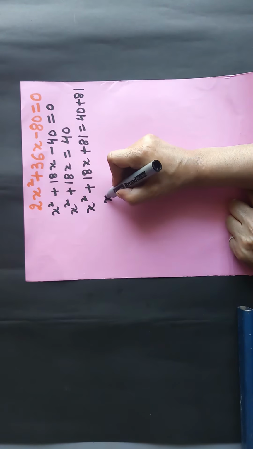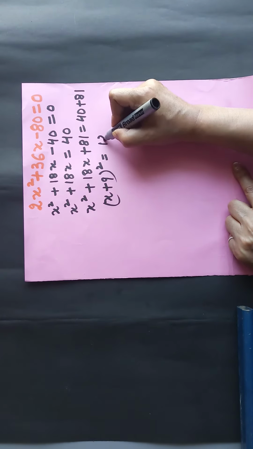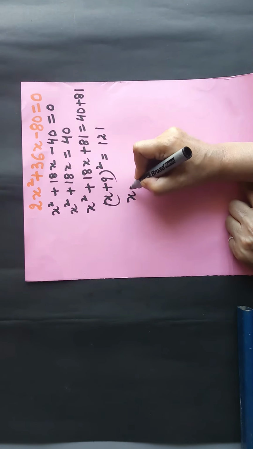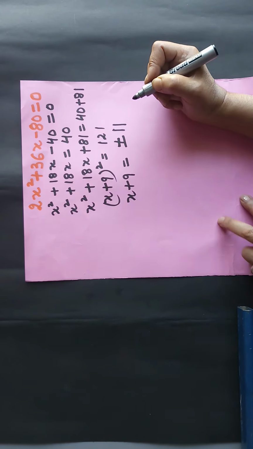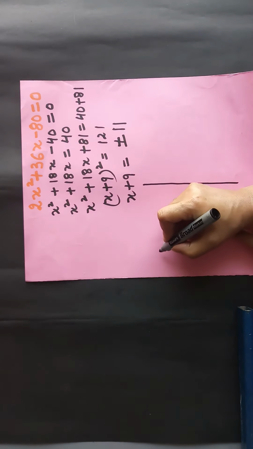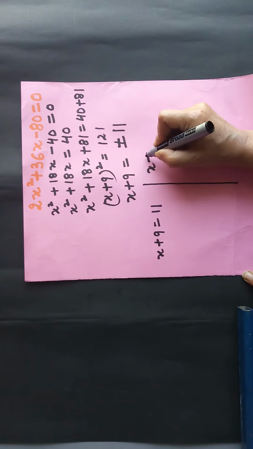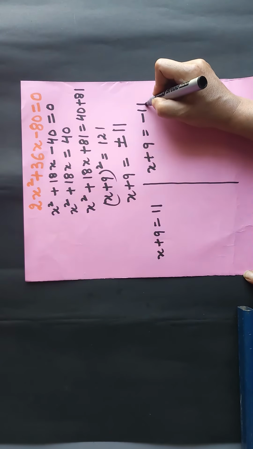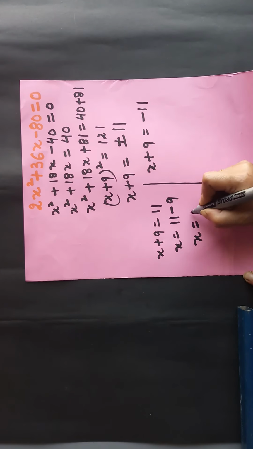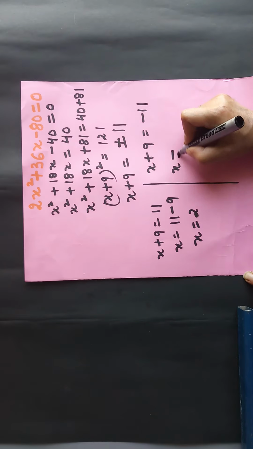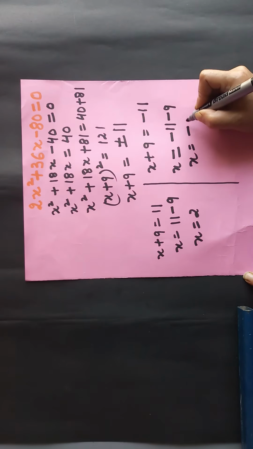So isn't it x plus 9 whole square? Yes. This will become 121. So my x plus 9 will be plus minus 11. What does that mean? Does that mean x plus 9 is equal to plus 11 and x plus 9 is also equal to minus 11? When it was plus 11, I will get 11 minus 9, x as 2. And when it was minus 11, minus 11 minus 9, I'll get x as minus 20.